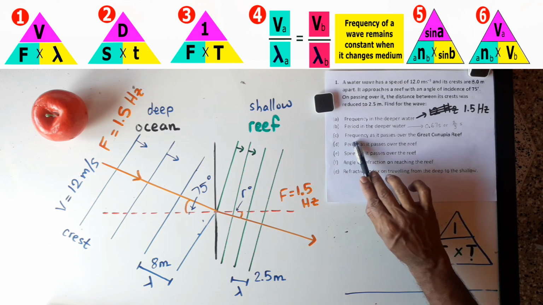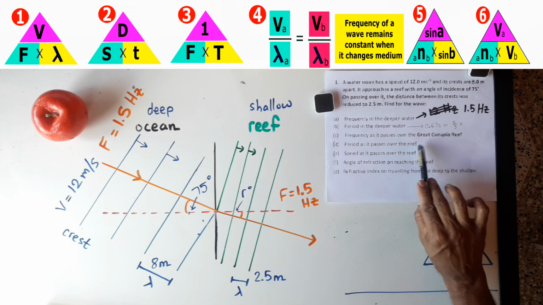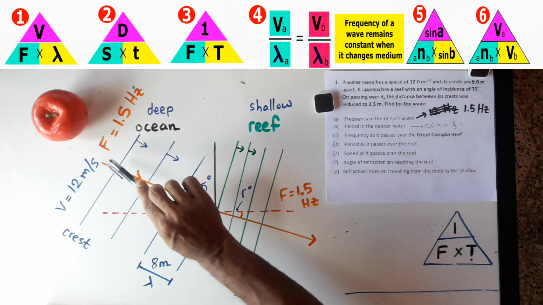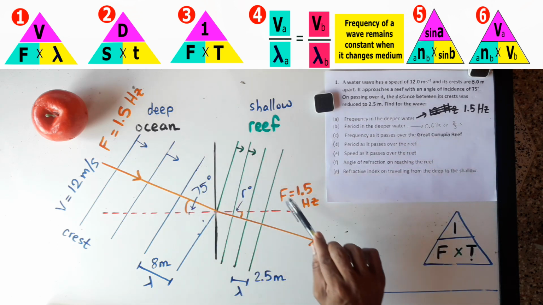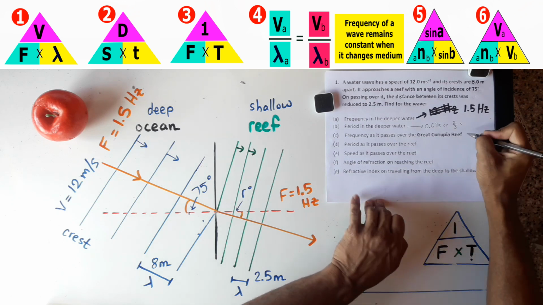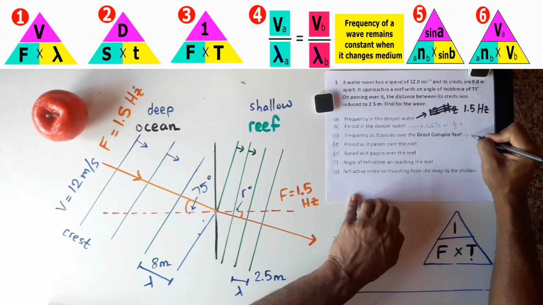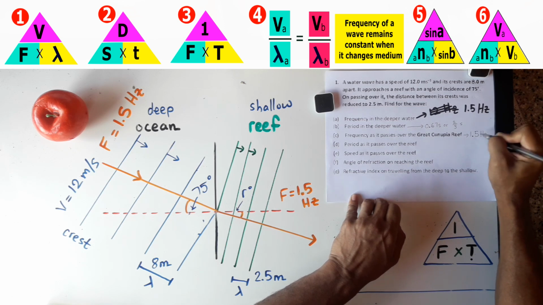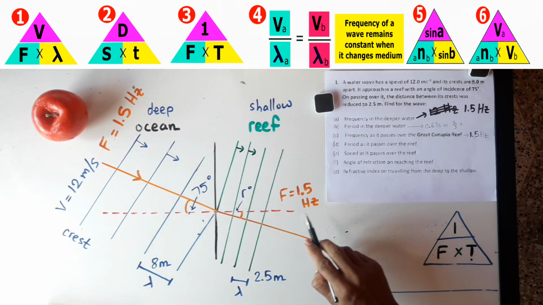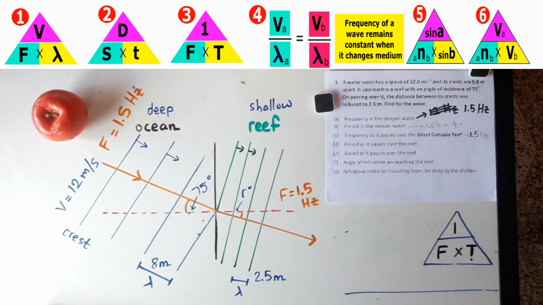C asks us for the frequency as it passes over the reef. Remember, the frequency in the deep part and the frequency in the shallow part is the same. So that means the frequency here is 1.5 Hertz also. Right? So I hope you can see that. The frequency here for C is 1.5.